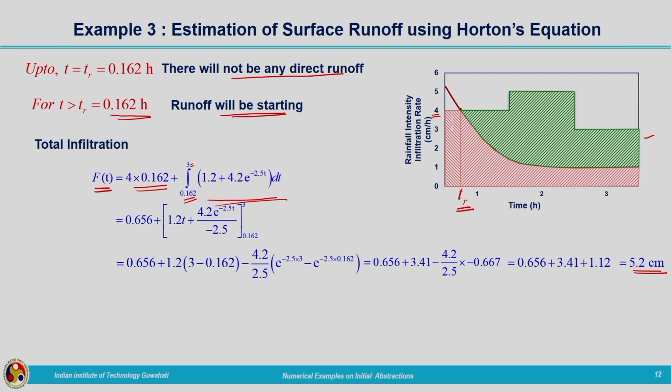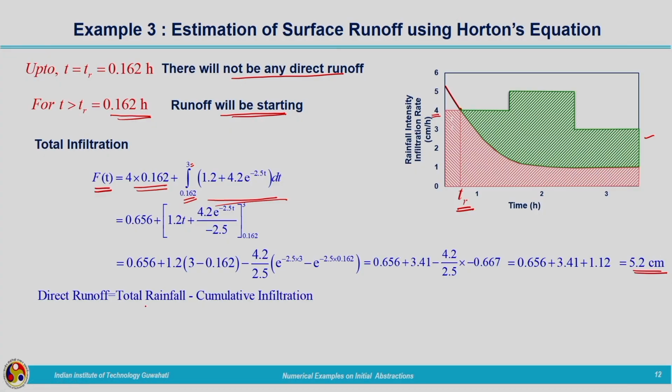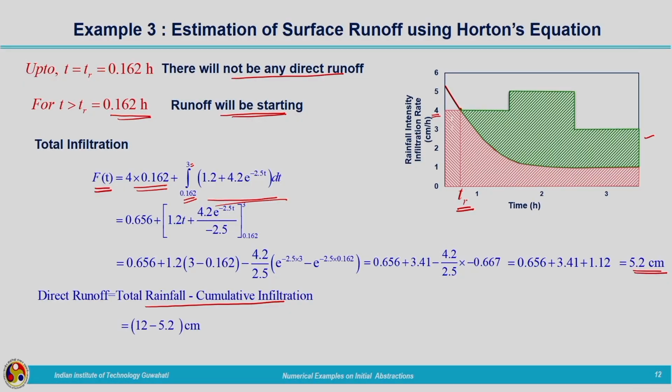So, the total depth of infiltrated water is calculated to be 5.2 centimeters. And direct runoff is total rainfall minus cumulative infiltration. That is, total rainfall for that period minus cumulative infiltration for that time period will be giving you the direct runoff depth. So, total rainfall we know is 12 centimeters and cumulative infiltration we have calculated as 5.2 centimeters. So, 12 minus 5.2 will be giving you the direct runoff depth, that is 6.8 centimeters.